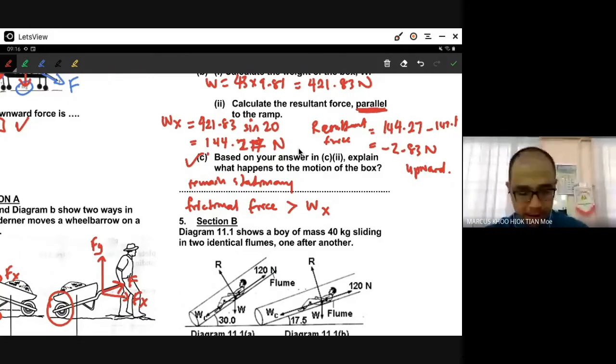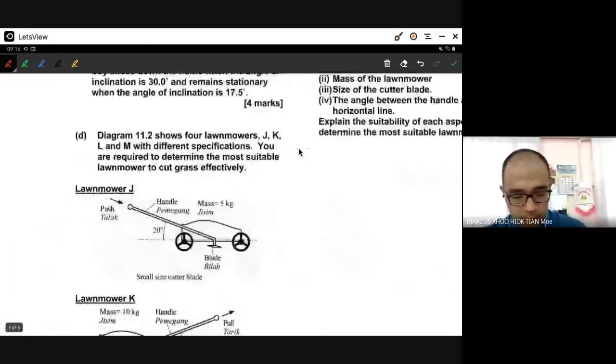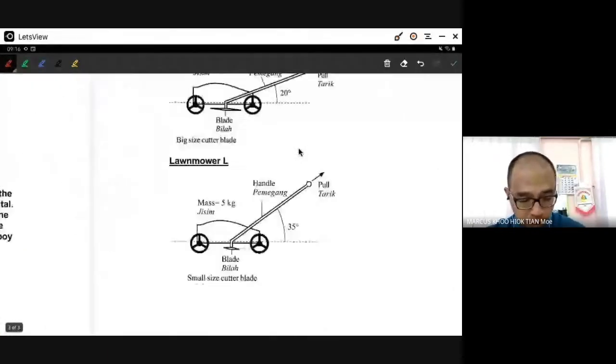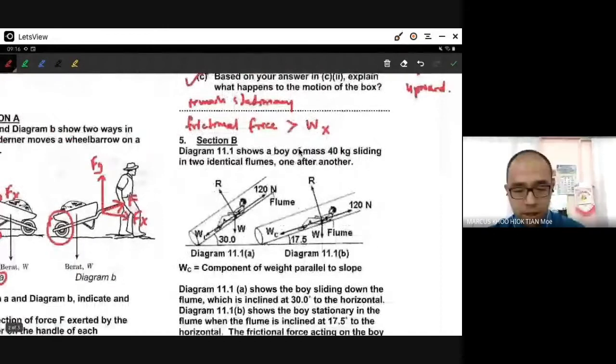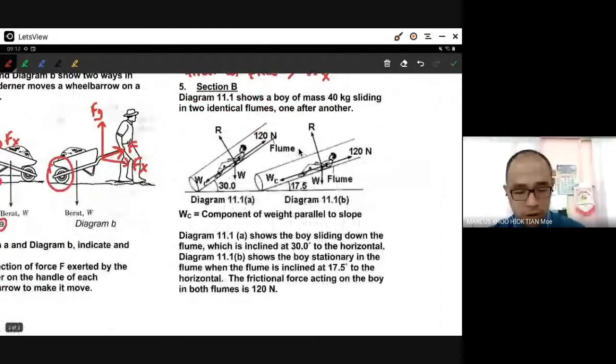Okay. Is this the last question? Oh, she got so many more questions. Okay. Sorry. So diagram 11.1 shows a boy of mass 40 kilograms, and so on. Okay, so the boy is the same, except that the angle is different.